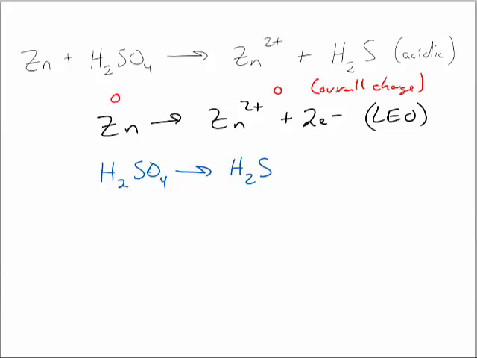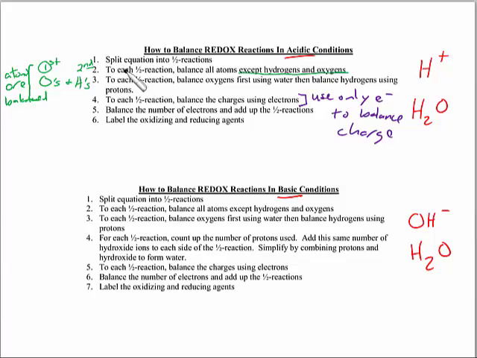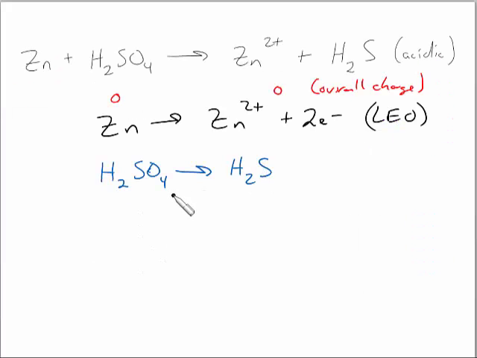Now, we're going to go through this entire sequence, at least up through step 2 to 4 for this particular half reaction. Let's do that. So the first thing, all the atoms except for hydrogen and oxygen, so the sulfur. That's good. I have one sulfur on this side, one sulfur on that side. I don't have to do anything.